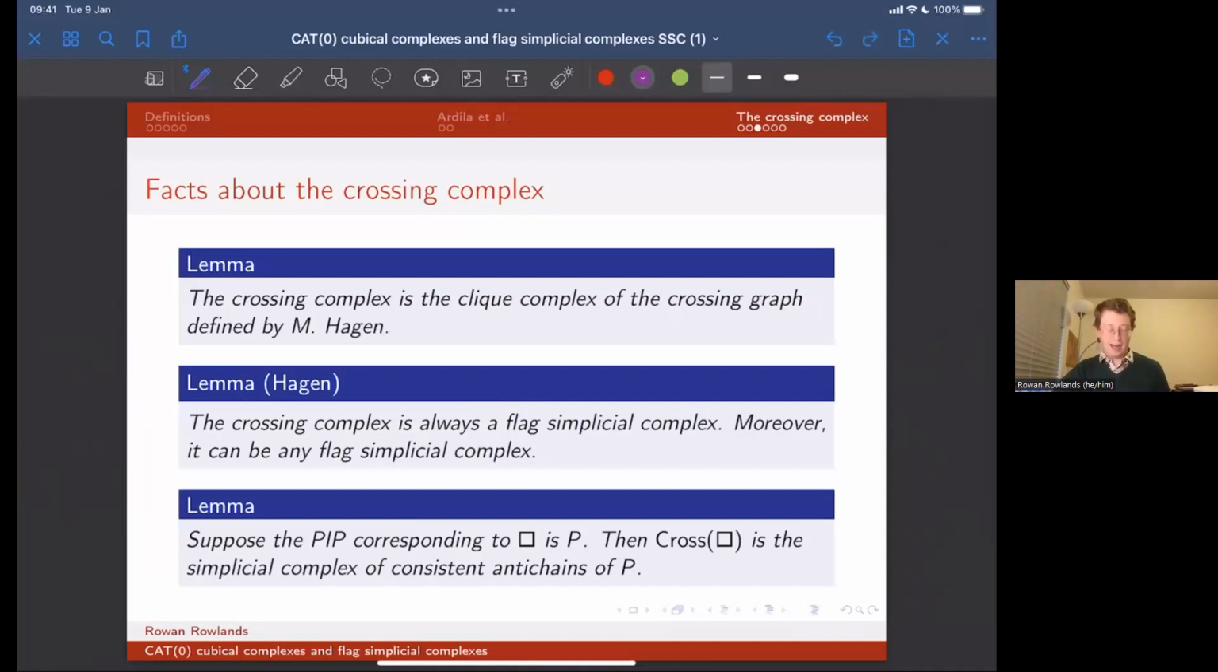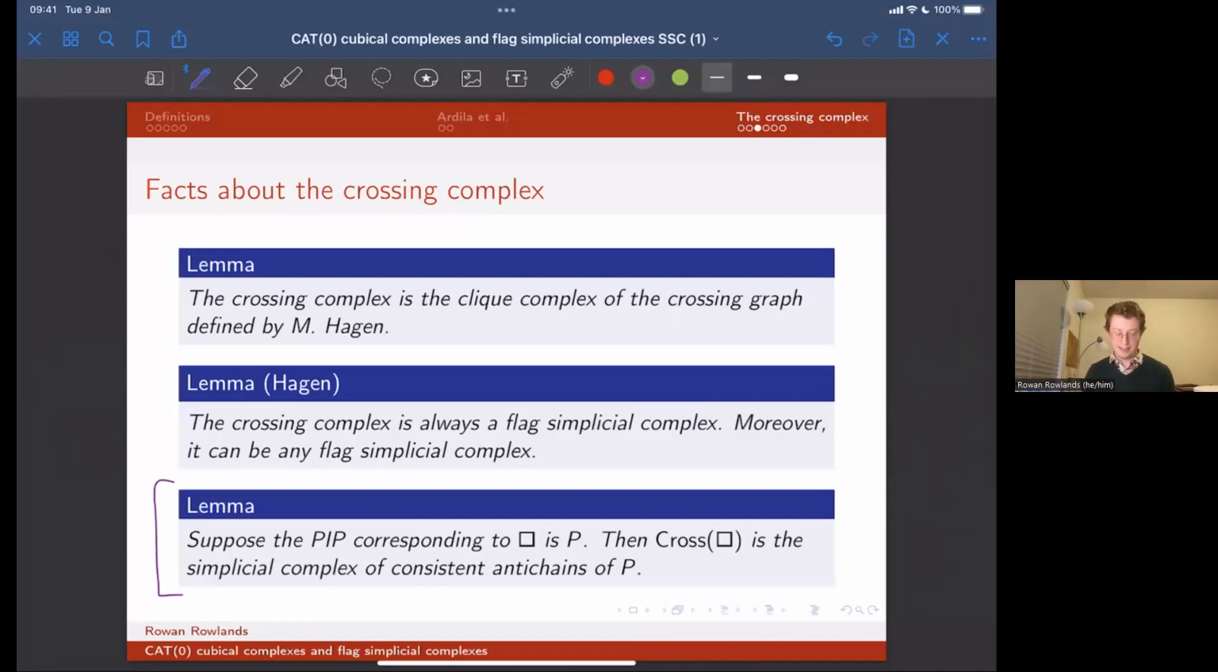Okay, and then finally, this lemma here addresses this theorem by Ardila et al. Remember, they gave a construction between CAT0 cubical complexes and posets with inconsistent pairs. So in theory, there should be a way of building the crossing complex from some cubical complex by looking at the PIP instead of that cubical complex. And this lemma says, yes, you can do that.